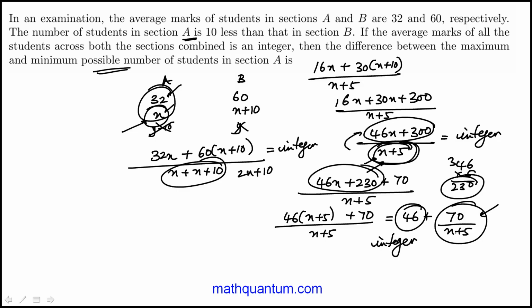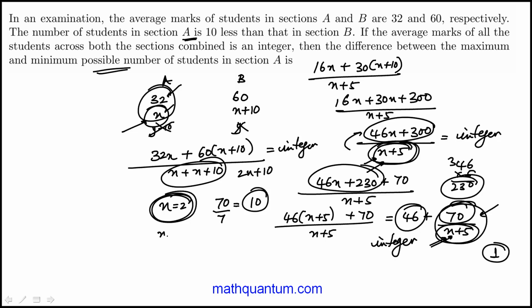And now it's easier to see what's the least value for n. Well, that would be 2, because then it would be 70 over 7, which is 10. 1 doesn't work. And so now I have my least value. And the maximum would be, well, it has to be less than 70. And the max would be when n plus 5 is equal to 70. In that case, it would be 70 over 70 is 1. And that would result when n is 65. So that's the max value.